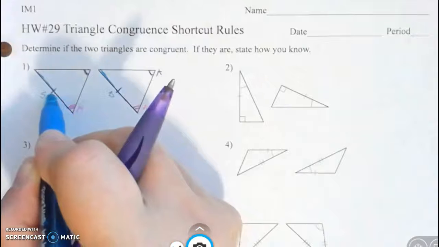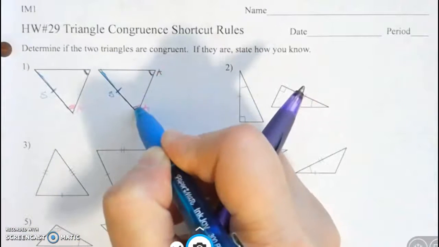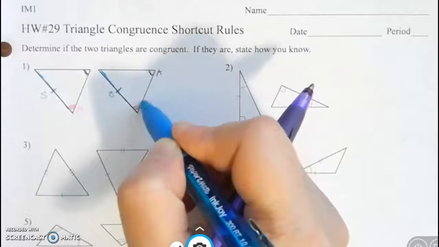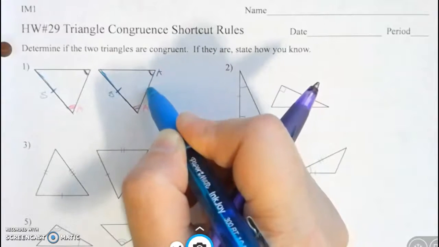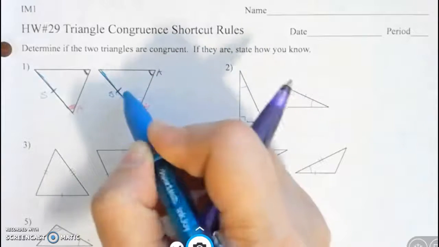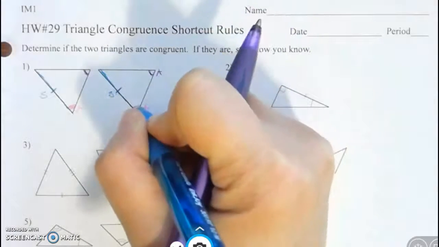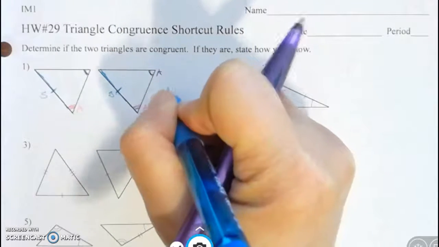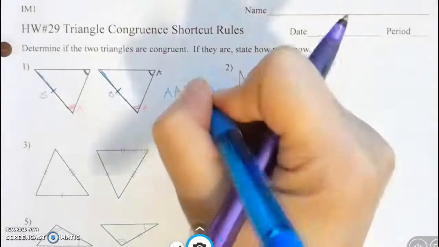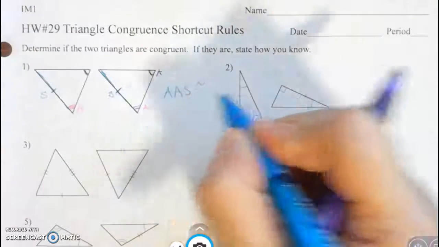Now notice that this congruent side is not in between the two pairs of congruent angles. If this was the side that was congruent, this would be ASA. But no, the side is outside of that. So this is going to be congruent by AAS. And AAS is a congruence shortcut. So AAS congruence.